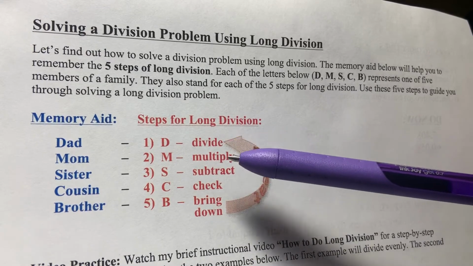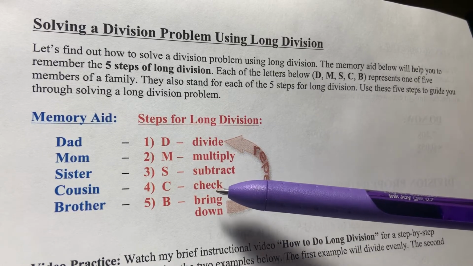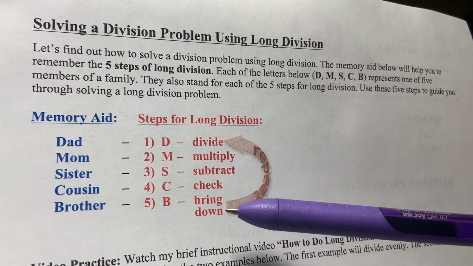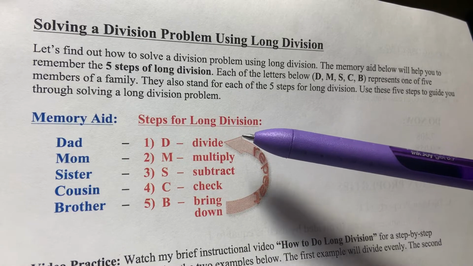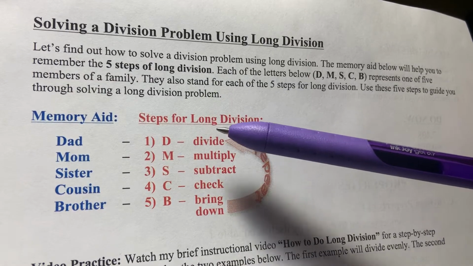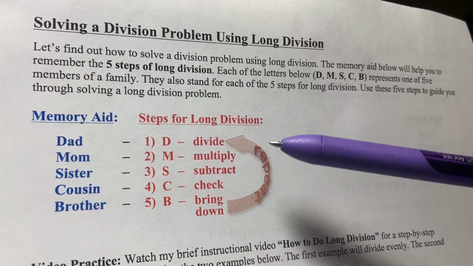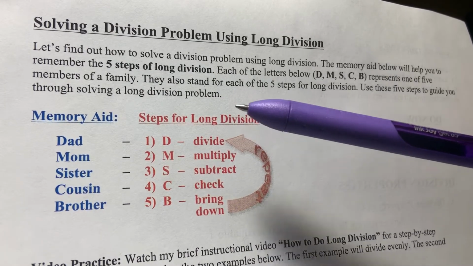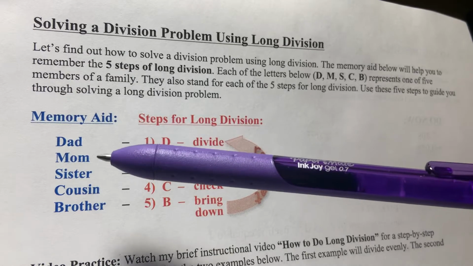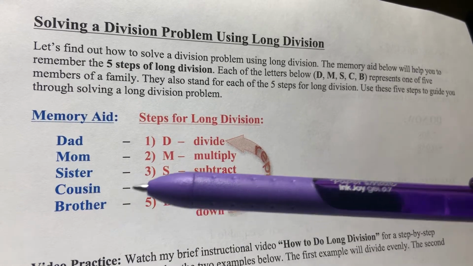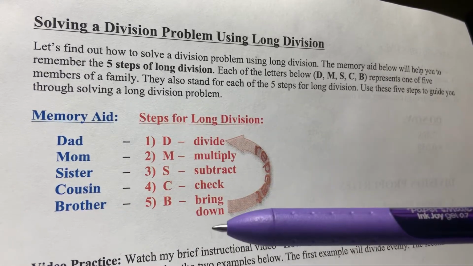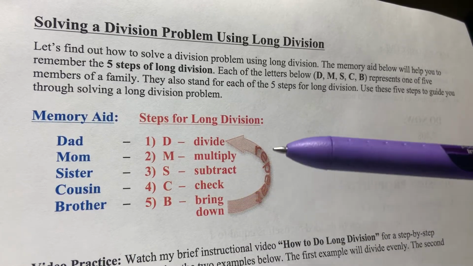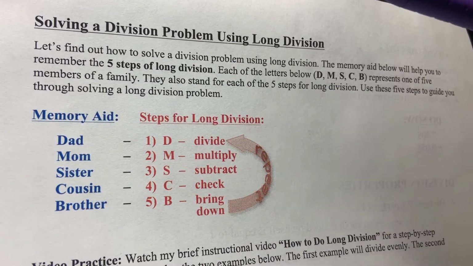Divide, multiply, subtract, check, and bring down. And notice that after we do these 5 steps, we repeat the process. You do these 5 steps and repeat. Again, these 5 steps and repeat. So use this memory aid, dad, mom, sister, cousin, brother, to help you remember the 5 steps for long division. Divide, multiply, subtract, check, bring down. And then, of course, repeat the steps.